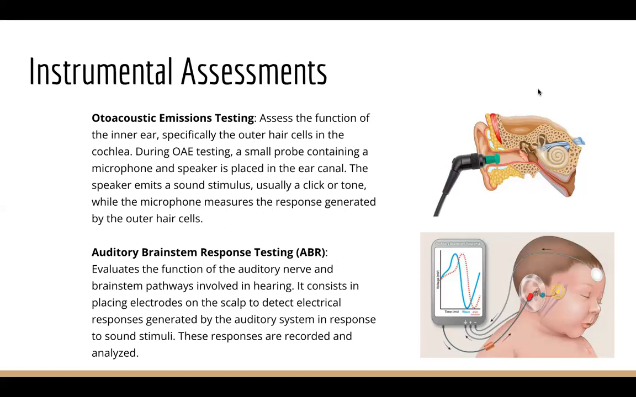Another one is the auditory brainstem response testing. This evaluates the function of the auditory nerve and brainstem pathway involving hearing. It consists in placing electrodes on the skull to detect electrical responses generated by the auditory system in response to sound stimuli. These responses are recorded and analyzed.